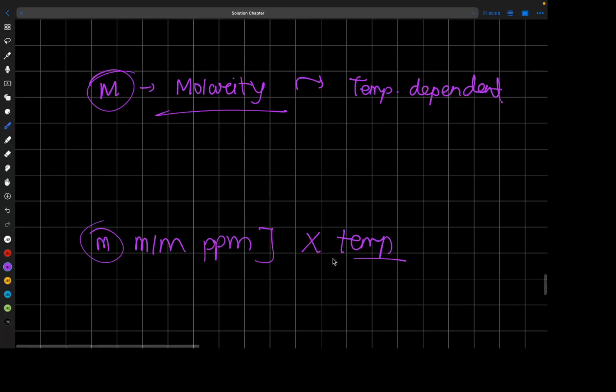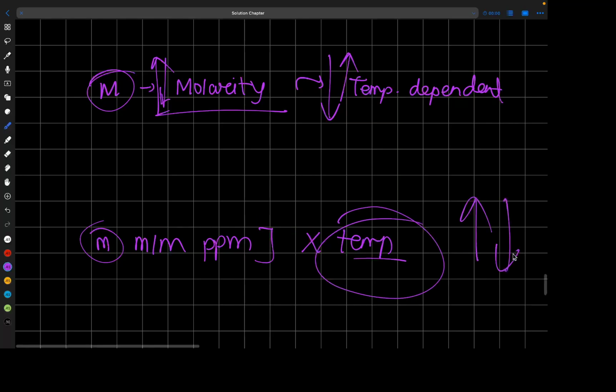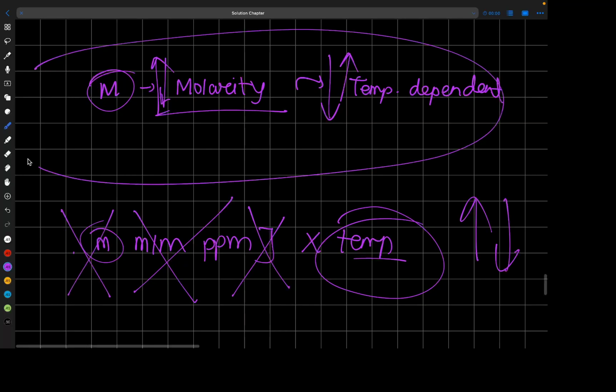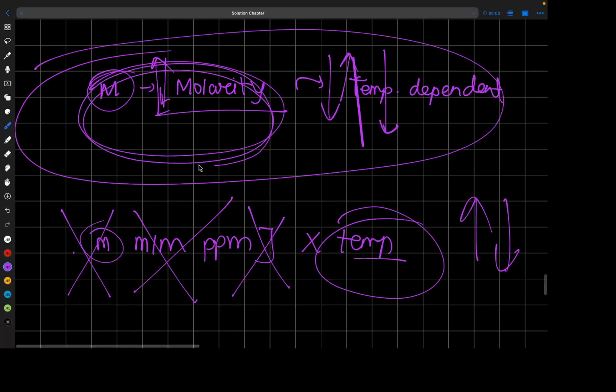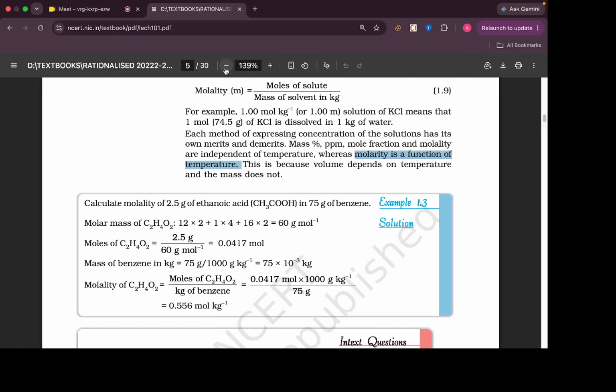First of all, please understand what the meaning of temperature dependent is. If I increase the temperature here, this will also be affected. If I decrease the temperature here, this will also be affected. But here, if I increase or decrease the temperature, no effect will be there because it is temperature independent. But here it is temperature dependent, meaning if I increase or decrease the temperature, the molarity will be affected. Why is this happening? How will you learn it? In the exam, will you get confused? Possible.